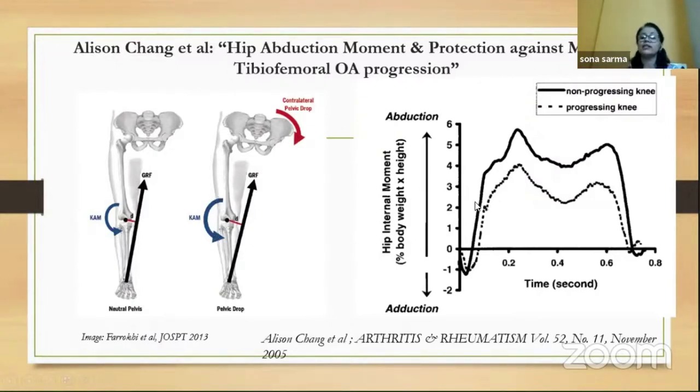So what they interestingly noticed was that the hip abduction moment of the non-progressing knees, that is the OAs which had not progressed, were much stronger compared to the hip abduction moments in the knees which had worse progression of OA. In fact, they found the odds that every additional unit of internal hip abduction moment reduces the knee OA odds by 50%. So that was a significant contribution.